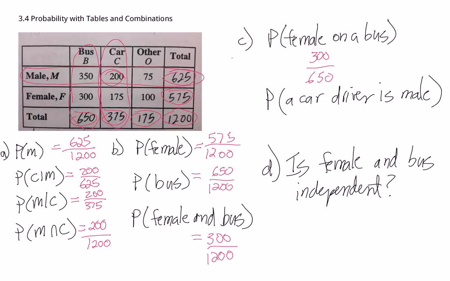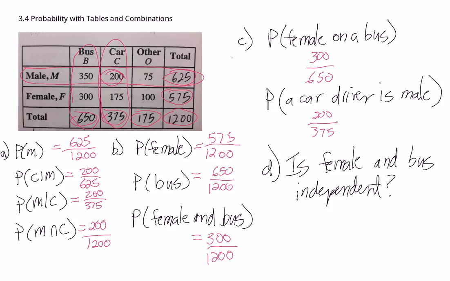Okay, and the next one is the same kind of question. We know it's a car driver, so we don't look at how many car drivers are males overall. We just look at the car drivers and we want to know the males, so that'd be the 200 out of all the car drivers, which was 375. So just be careful with the wording. Sometimes it's a little bit confusing. So that's how you do these kinds of questions.